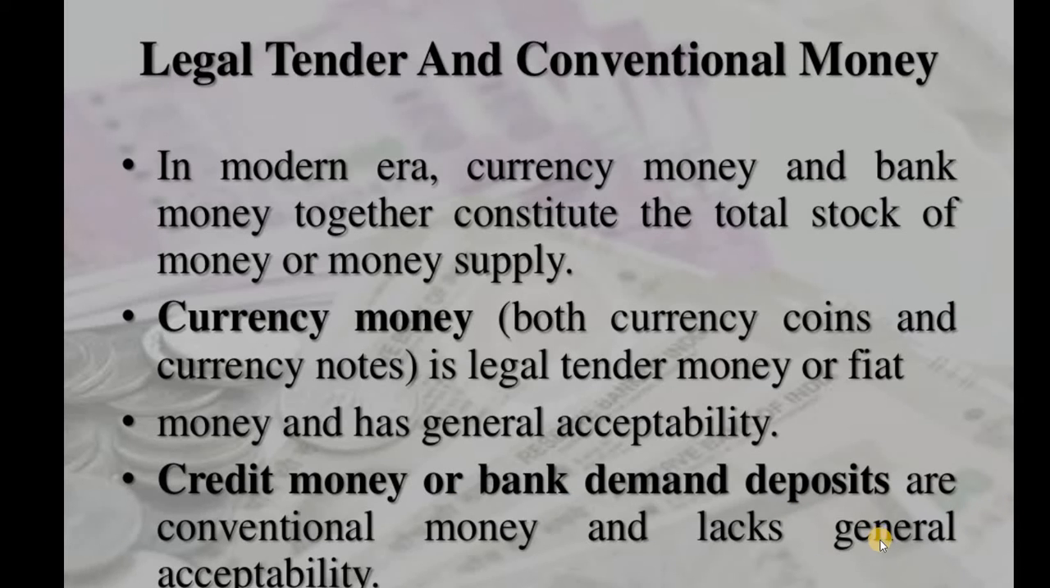Then credit money or bank demand deposits are conventional money and lack general acceptability. This means every time people will not accept a check, because some issue is there. Sometimes the account balance will not be there, and problems like that will come. For that reason, it is not that acceptable.